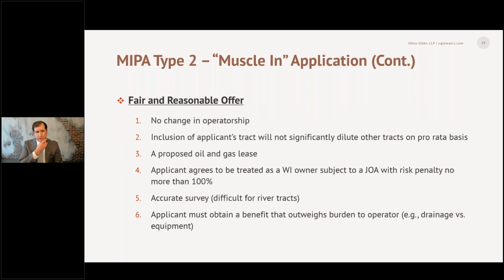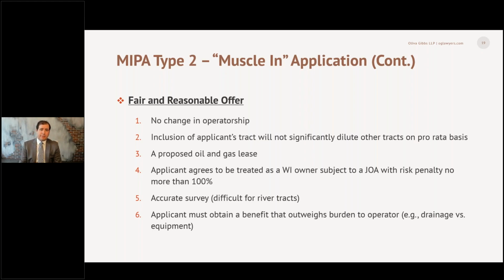So again, a fair and reasonable offer is required for all MIPA applications. For the muscle-in application, some specific examples of a fair and reasonable offer: it's going to be if there's no change in operatorship. So all you're proposing is, I just want my small tract in there. We're not trying to change operatorship. We're not trying to change anything. We just want our small tract included. That inclusion of that small tract will not significantly dilute the other tracts on a pro rata basis.